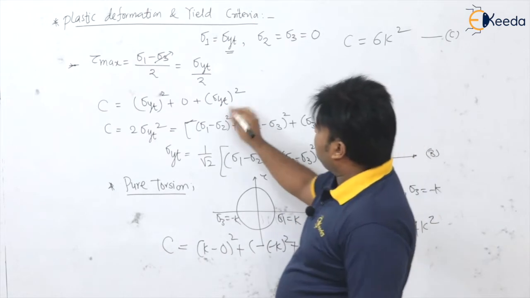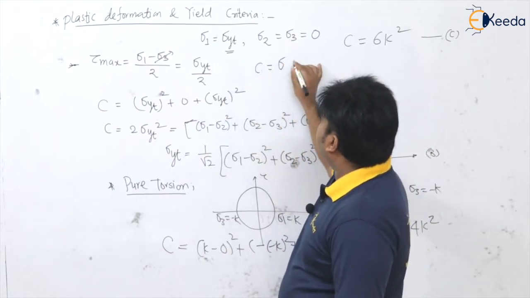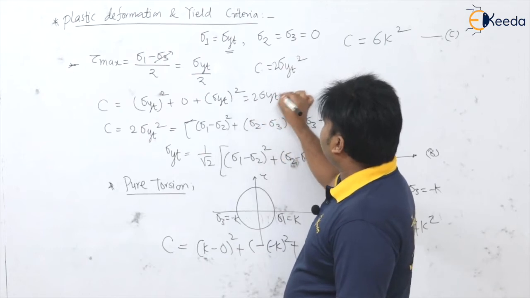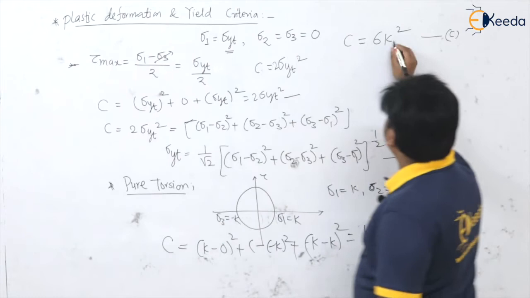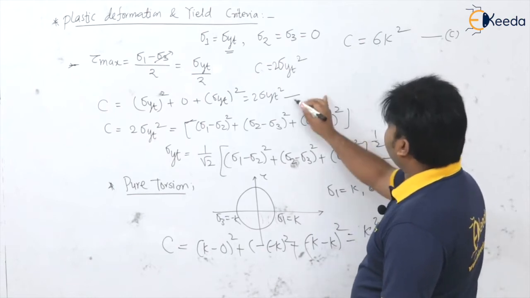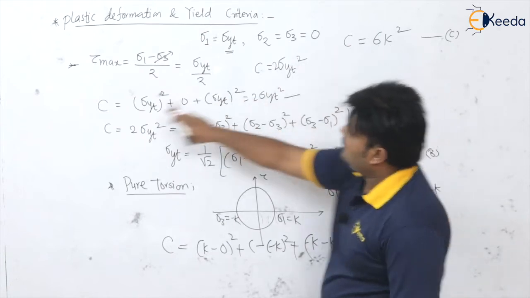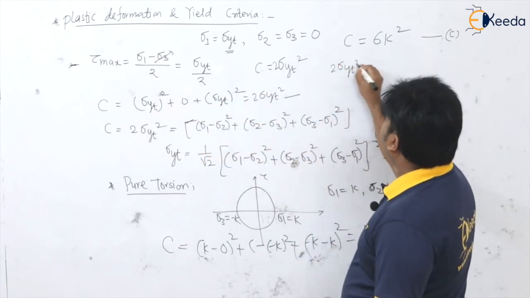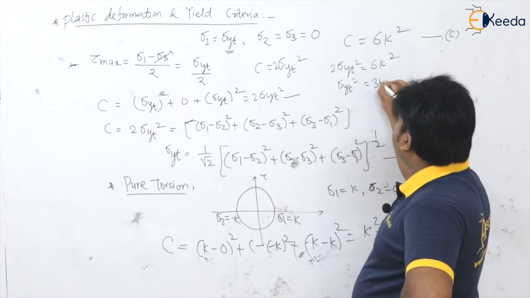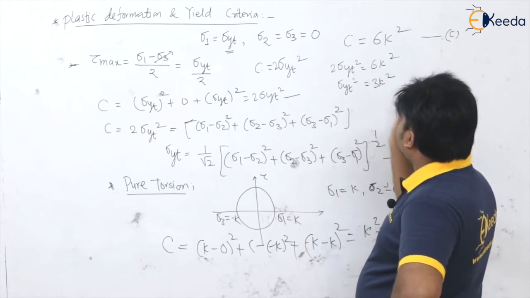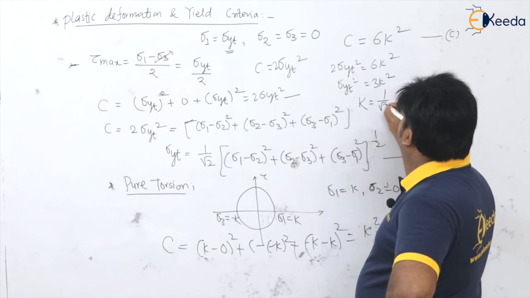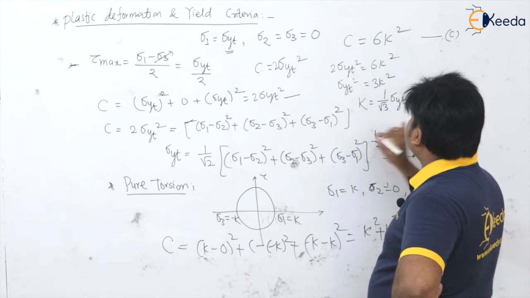Okay, so we have written here C is equal to 2 sigma yt square, we got this, isn't it? And here also 6k square is equal to C. So both are C, so we can equate this, that is 2 sigma yt square is equal to 6k square. So sigma yt square is equal to what? 3k square, isn't it? And if you take the root, we can write k is equal to 1 upon root 3 times sigma yt, isn't it?